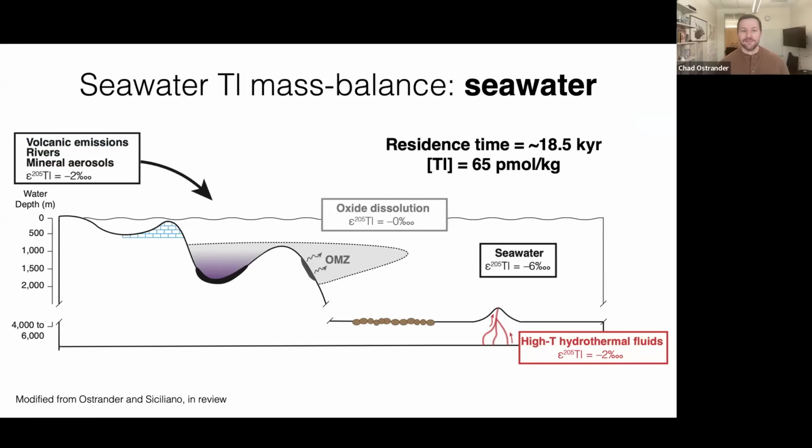The residence time of thallium in seawater is about 18,500 years. That's longer than the global ocean mixing time of about 1,500 years, which means that thallium is globally distributed, both in concentration and has a conservative profile. Its isotopic composition does not change from basin to basin or with depth. And the thallium concentration of seawater is about 65 picomolar, or 13 ppb.